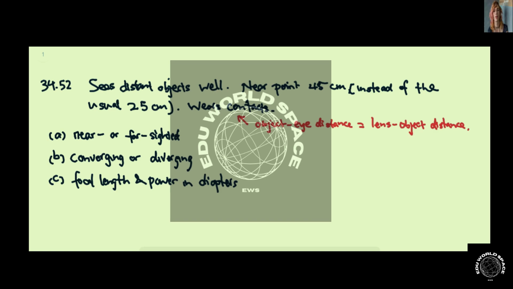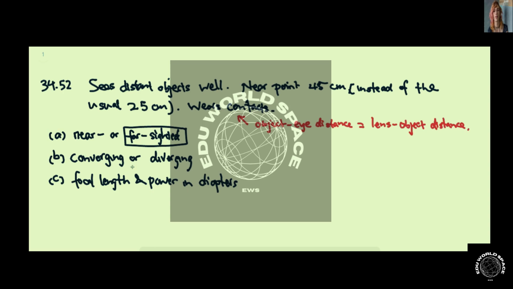In problem 52, we're told that a person sees distant objects well. However, their near point is 45 centimeters instead of the usual 25 centimeters, and this person intends to wear contact lenses to correct their vision problems. With contact lenses, we know the object-to-eye distance is the same as the lens-to-object distance. In other words, we're neglecting the distance between the eye and the lens itself.